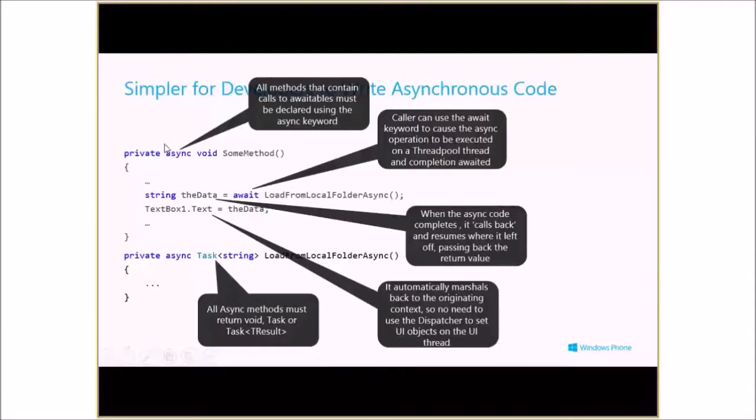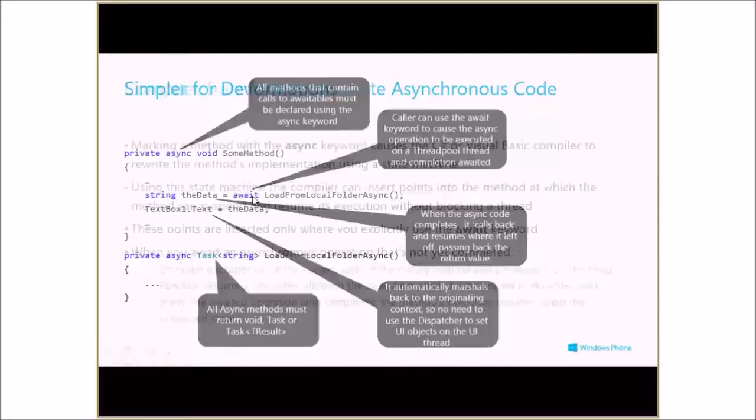And any method that contains calls to awaitables: if you add any awaitables there, you need to use async. If you don't, IntelliSense will let you know that there is a syntax error there.